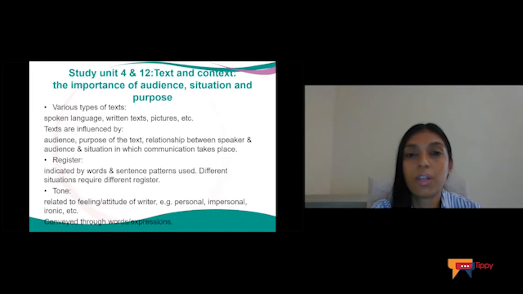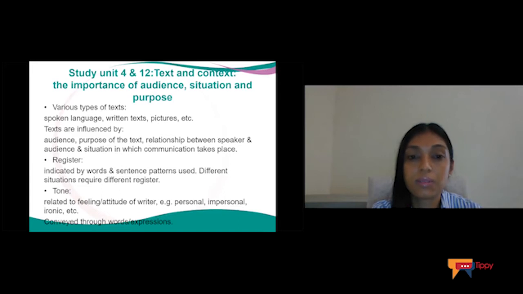Study Unit 4 and 12 have been combined, and I do so because the content is similar in nature. These study units speak to the aspects of text and context and the importance of audience, situation, and purpose. There are various types of text that you will encounter. These include spoken language, written text, pictures, and so forth.